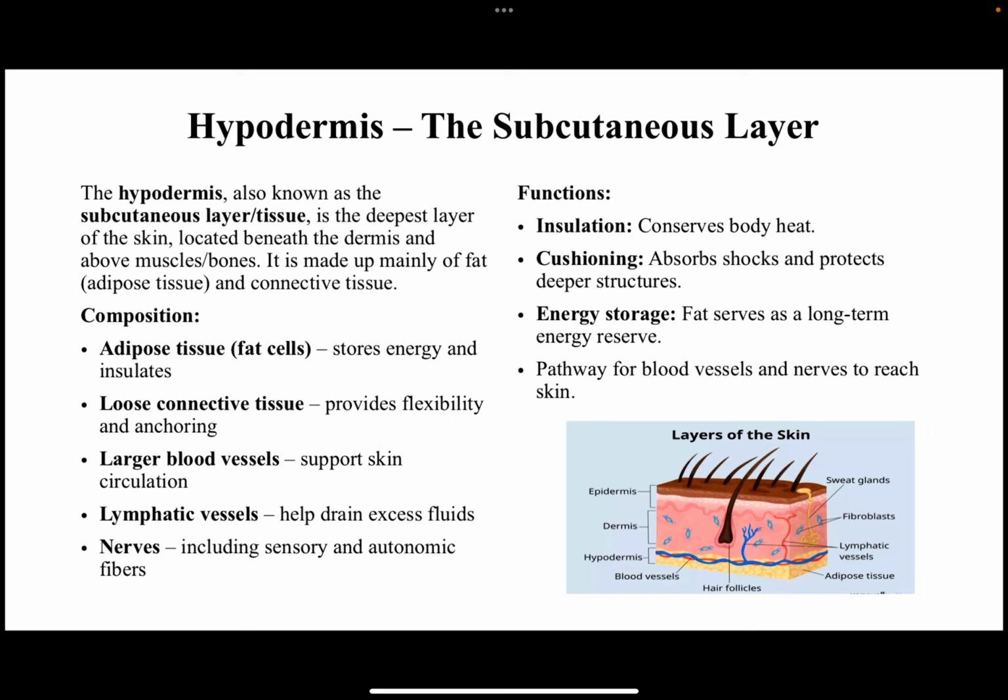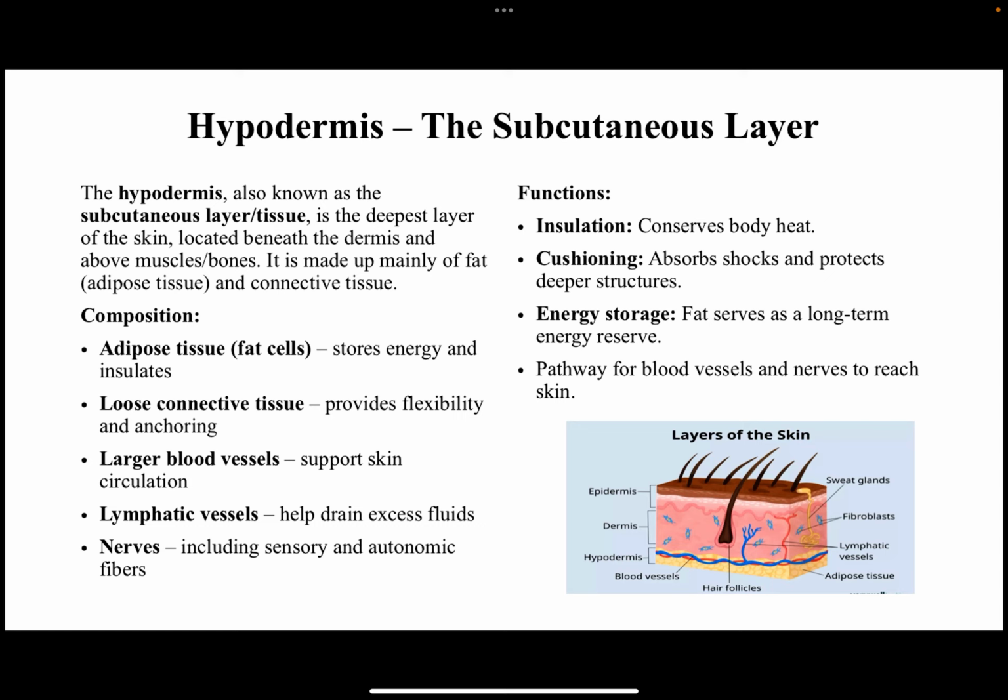It's also a pathway for blood vessels to reach the dermis, and for the dermis to be able to nourish the epidermis. That is one of the relevance of the hypodermis. So if you are asked in exams what the composition of the hypodermis is, we are basically asking you what structures can be found in the hypodermis. We have adipose tissues or fat cells. Is that okay? We have connective tissues, large blood vessels and lymphatic vessels, and then we have nerves.